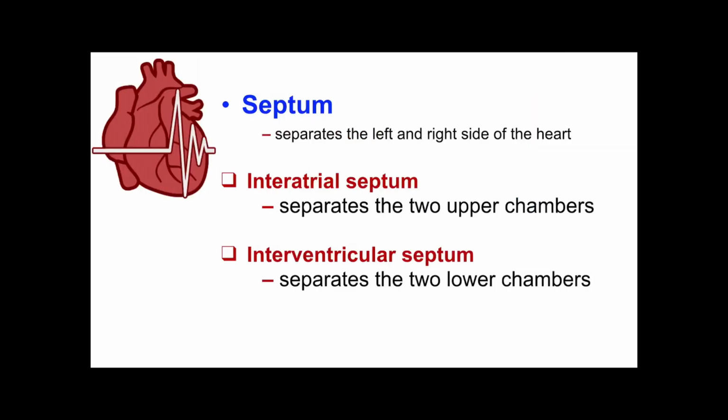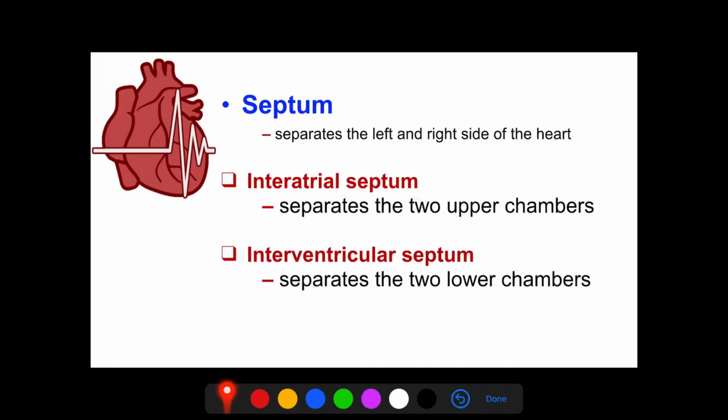Speaking about the septum, again, it separates the left and the right side of the heart, or it separates the chambers of the heart. We have the interatrial septum and the interventricular septum. By the name itself, the interatrial septum separates the two upper chambers of the heart, or in short, the right atrium and the left atrium. The interventricular septum separates the two lower chambers, the right ventricle and the left ventricle.